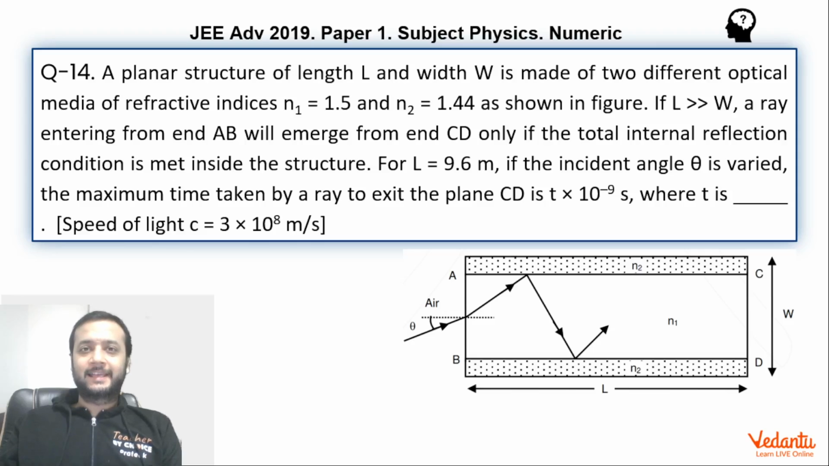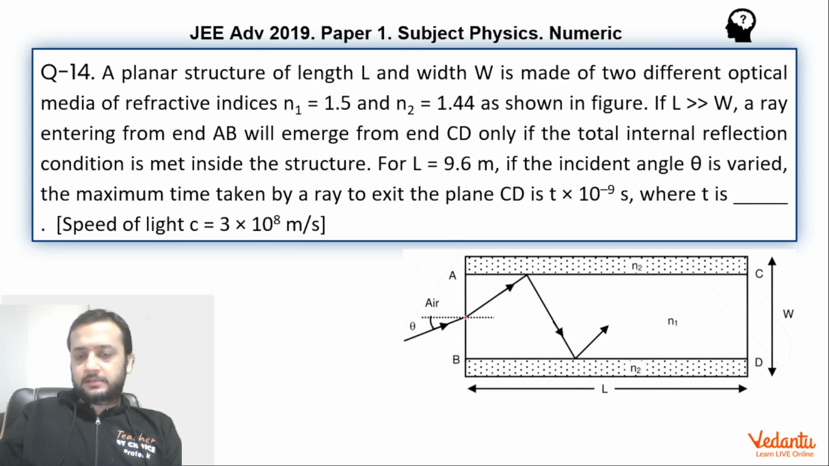Hi dear students, let's see this question that came in JEE Advanced Paper-1 Physics in the year 2019. This question was from the topic of TIR, and again the question was simple, and most of the students would have done this. This was a question based on numeric type. So let's see what's happening over here.